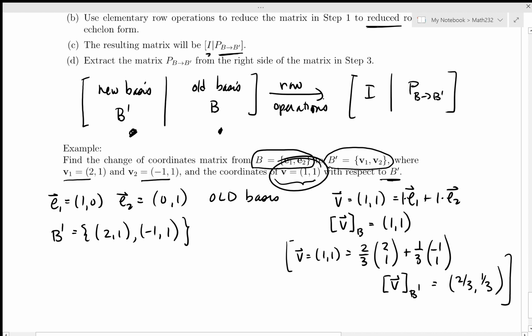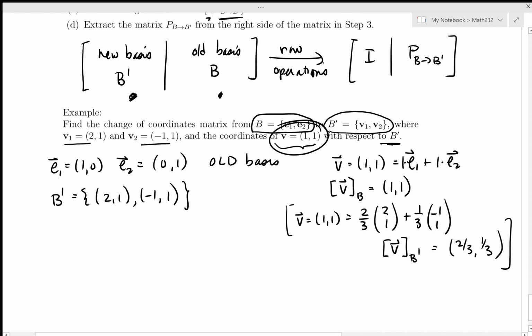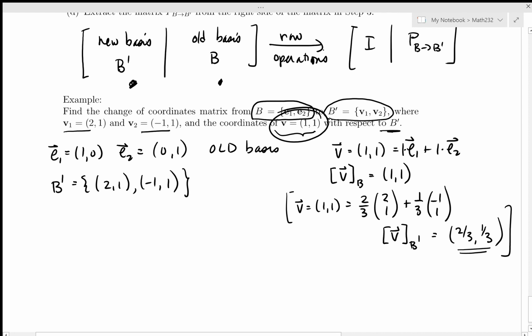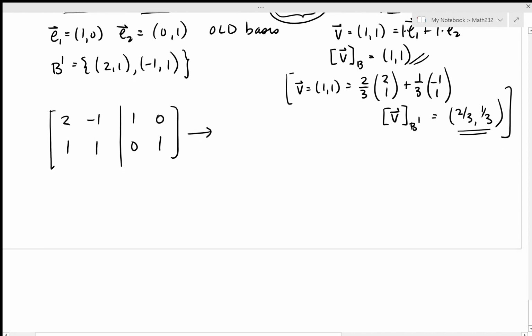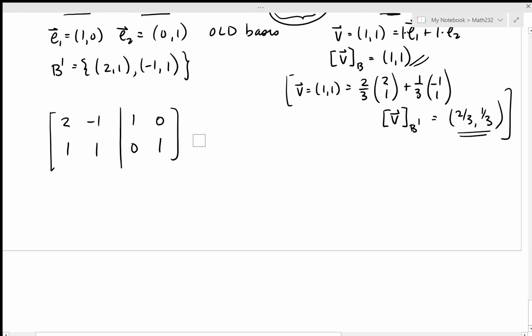Now, what I want is the matrix to do that. I want to be able to compute this guy by multiplying this guy by a matrix. Okay, so how do I come up with that matrix? I take the basis vectors for the new basis as columns. I take the basis vectors for the old basis or the original basis as columns, and I row reduce. Okay, so I'm starting the row reduction. Let's use the symbol I normally use.